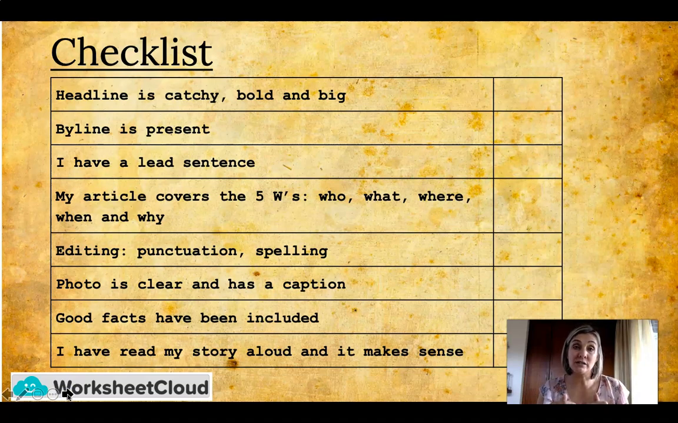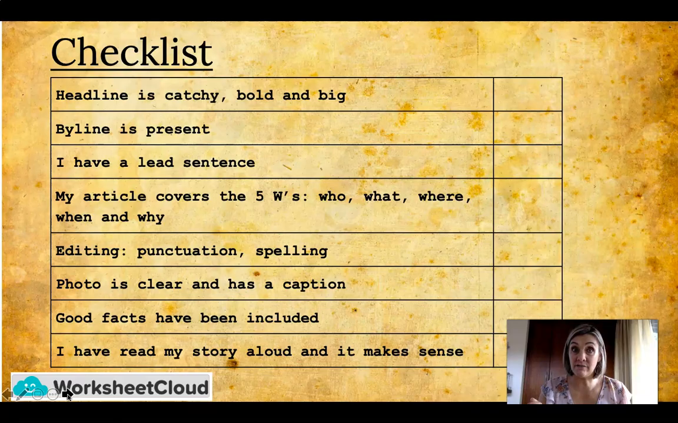Once you've written your article on a piece of paper, and it's just your first draft, it might have squiggles, you might have underlined words, changed words. That's what a first draft should look like. Use this checklist to go, is my headline catchy, bold, and big? Is my byline present that I wrote it? I have a lead sentence. My article covers the 5 W's.